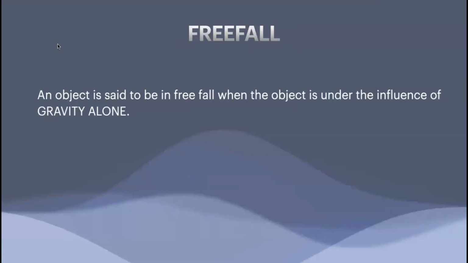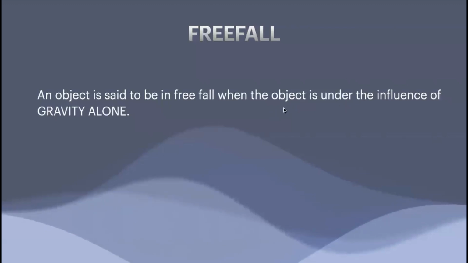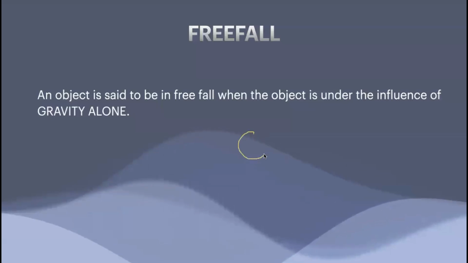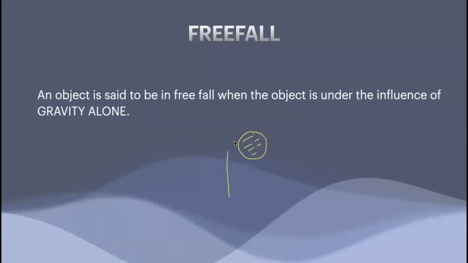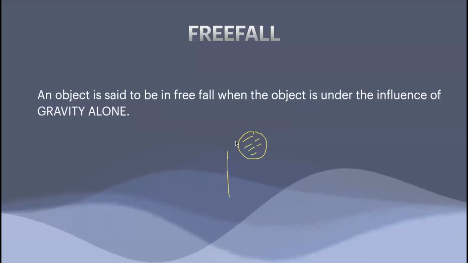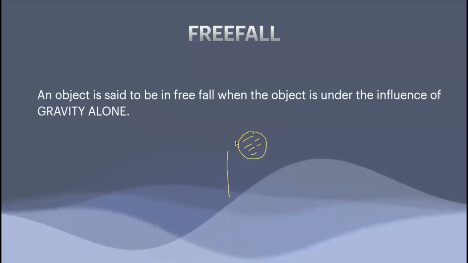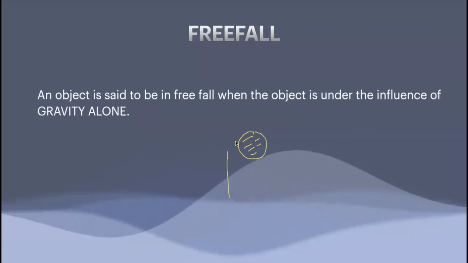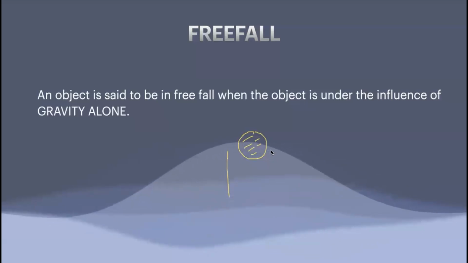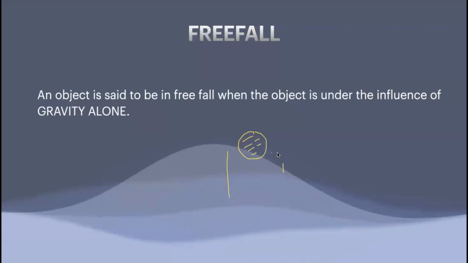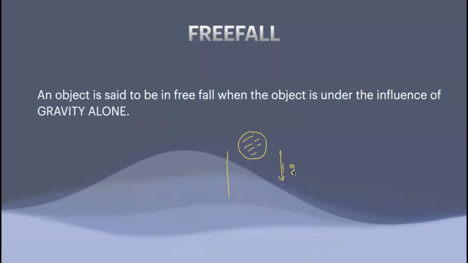What is free fall? An object is said to be in free fall when the object is under the influence of gravity alone. What does this mean? Listen to me very carefully. Assume I have a ball. I have kept it at the top of a building. Someone is holding it. Now, without throwing it downwards, assume they just leave it like that. When they just leave it like that, what is the only force which is acting? Have you thrown it with some velocity? No. So it is only under the influence of what? Gravity.